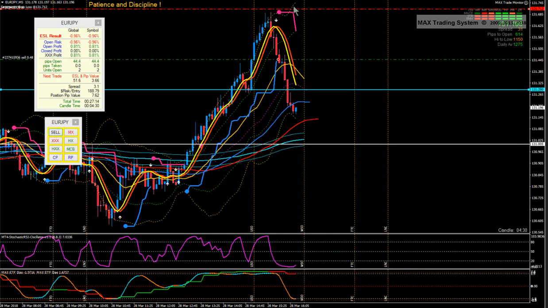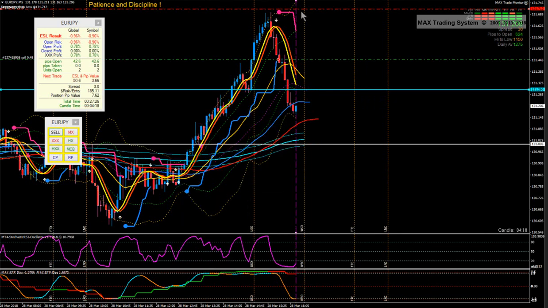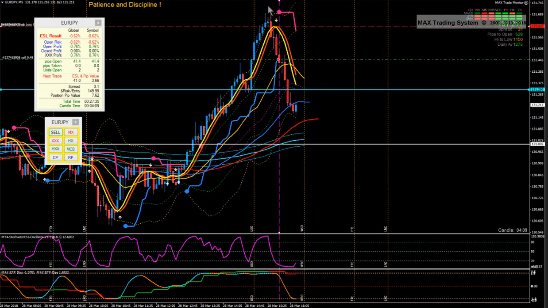I will adjust my stop loss. Let me draw a line on the present candle. That way, I will adjust my stop loss right on this place here. Okay, and now you can see that the risk on this trade now is minus 0.62%. I have reduced the risk by a third, and I'm still in the trade with my 2 units.